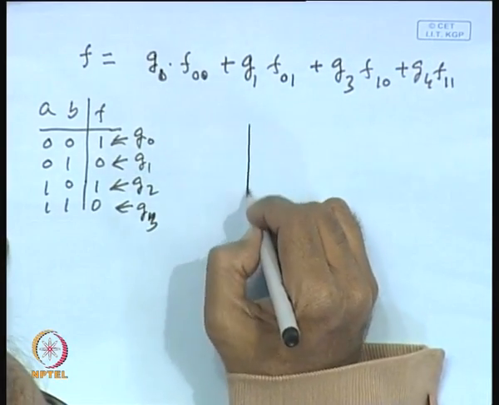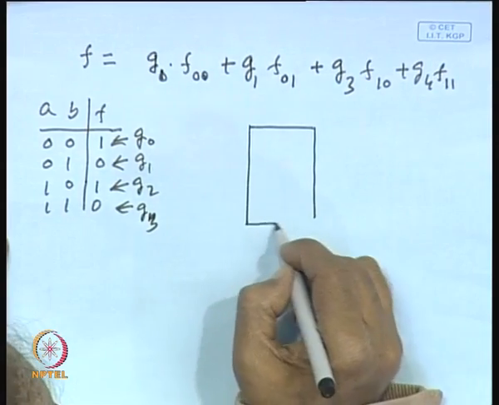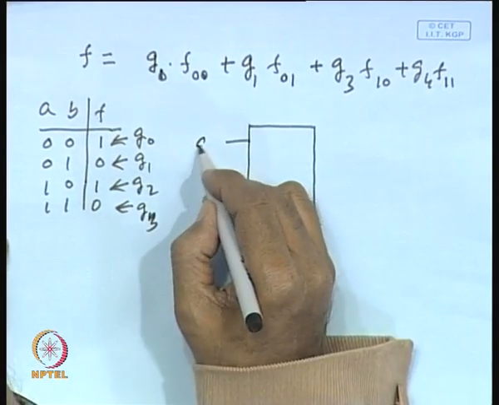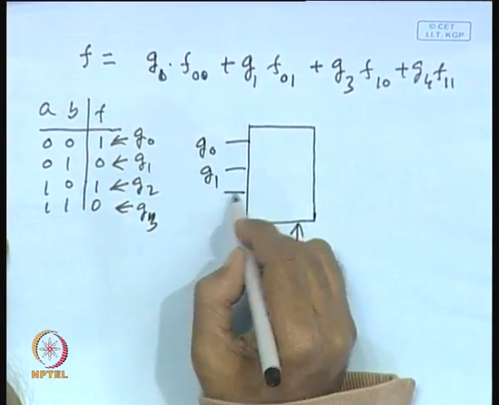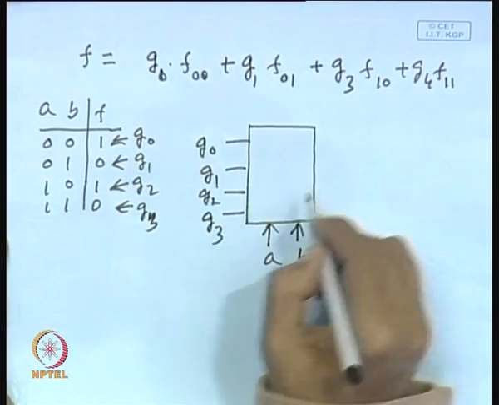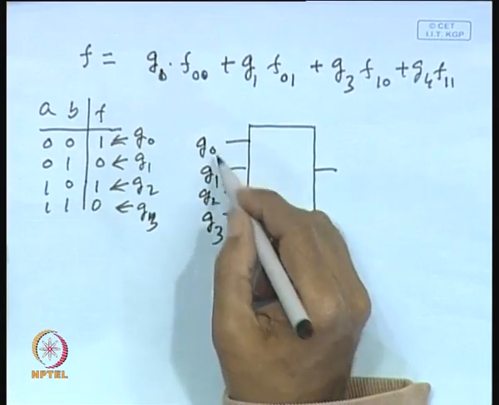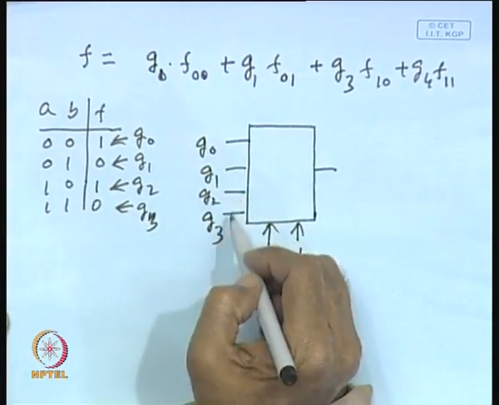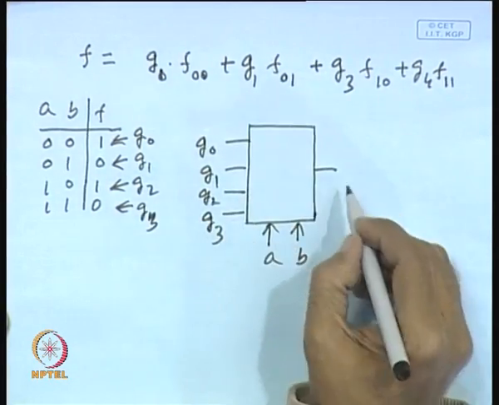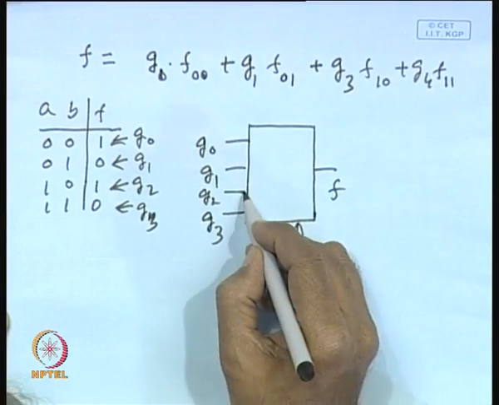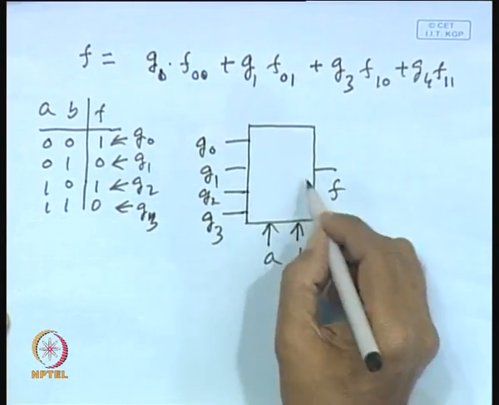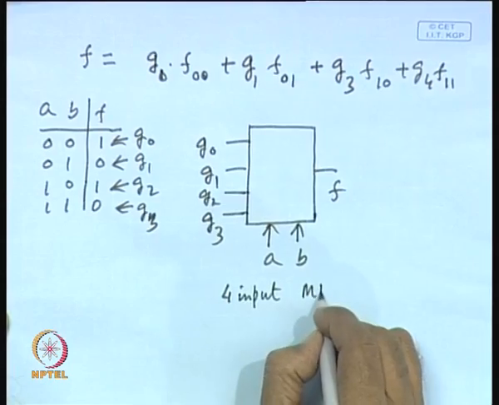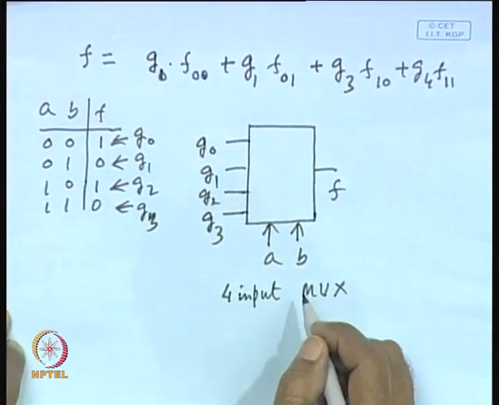That means, what will you do if this is the multiplexer? You will apply A and B as control inputs, and you will apply G0, G1, G2 and G3, which are essentially Boolean variables. You can see depending on the function you are realizing, they will have 0 or 1. So, accordingly we will apply, and this will realize f. So, it can be proved that a 4 input multiplexer can realize any function of two variables.